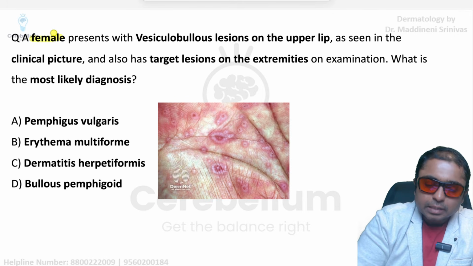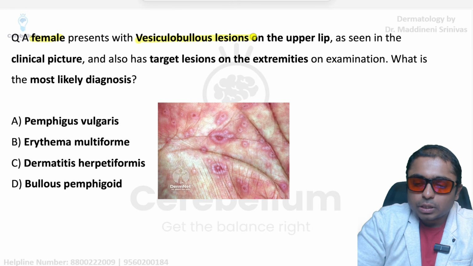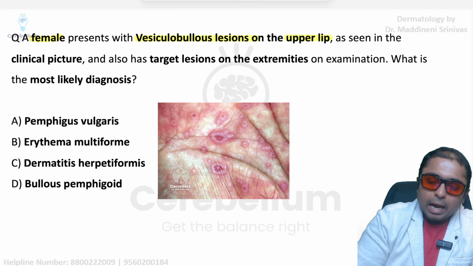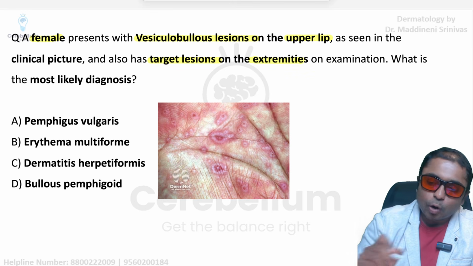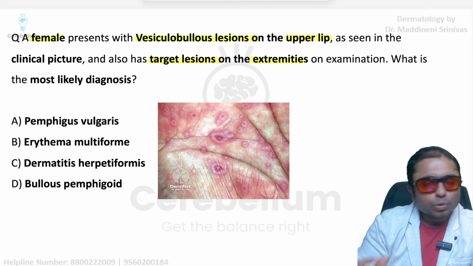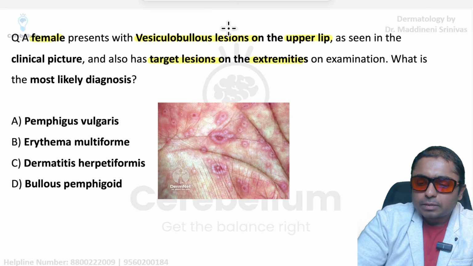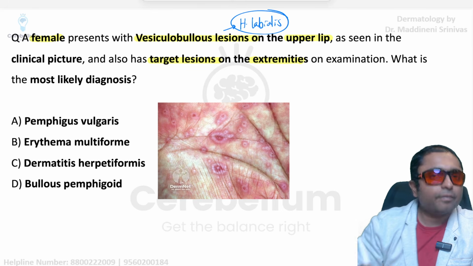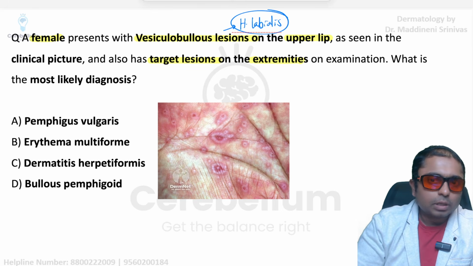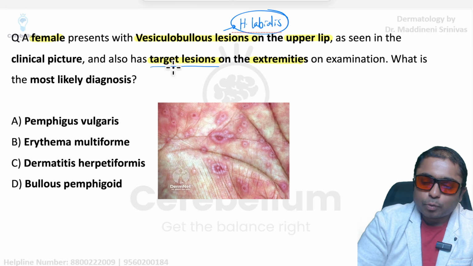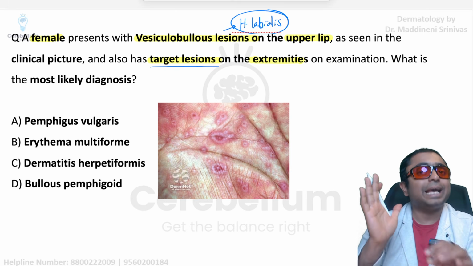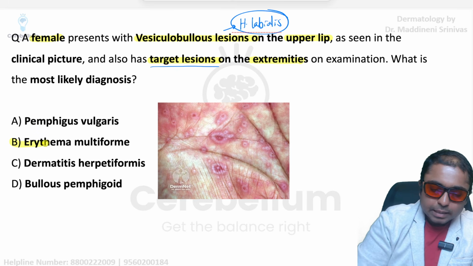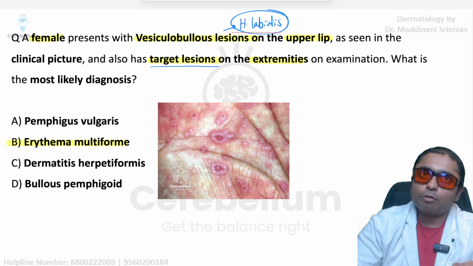Starting with this: a female presenting with vesicular lesions on the upper lip, and it was mentioned that there were target lesions present on the extremities on examination. So what is the most likely diagnosis? Most probably these vesiculobullous lesions on the lip are herpes labialis because of HSV infection. And all of you know that HSV infection can produce erythema multiforme, which presents with target lesions over the extremities, right? So the answer here is option B, erythema multiforme.